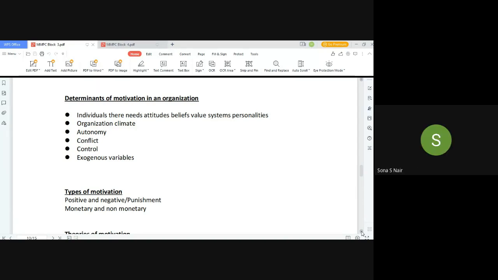The climate of the organization. Could you please mute yourself? Who is this? Please, I request you to please mute yourself. Abdul Qadir Abbas Zakar, please mute yourself. Please mute yourself. Yeah. Thank you.